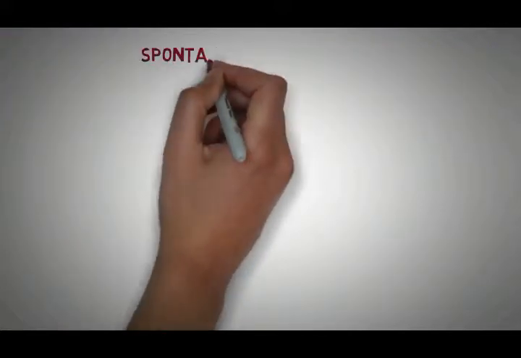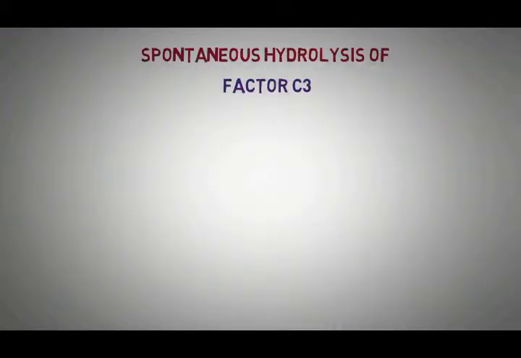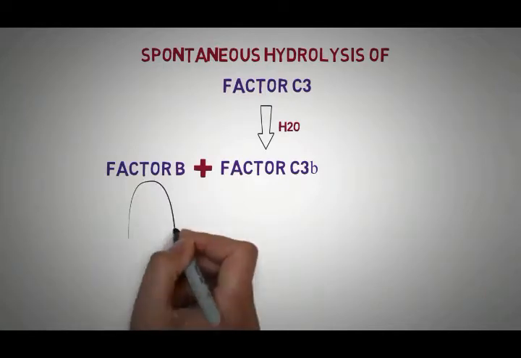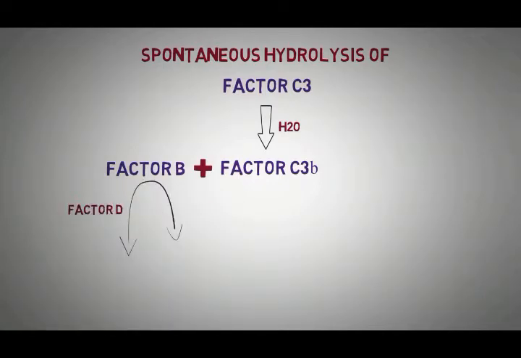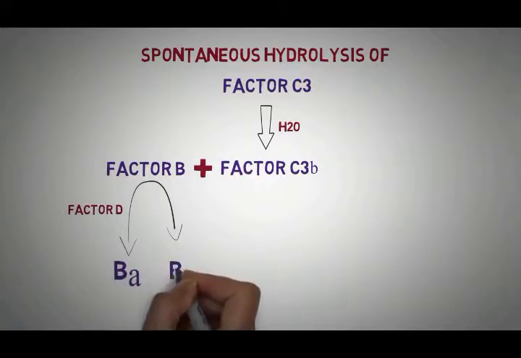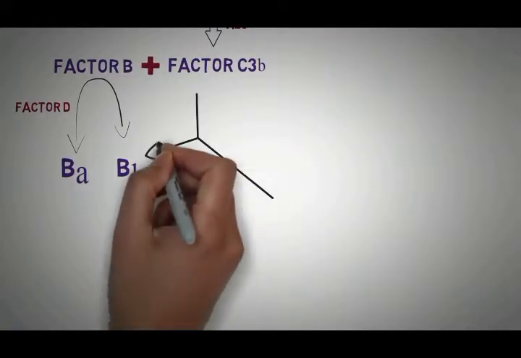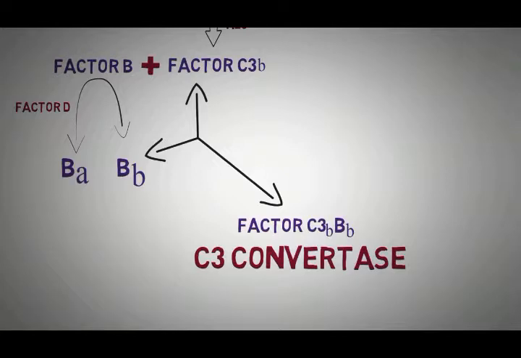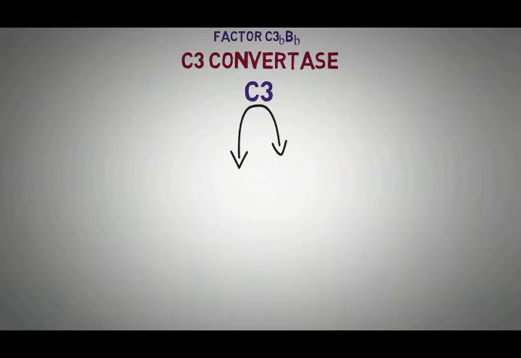The first step is the spontaneous hydrolysis of factor C3, which is present in our blood plasma. This hydrolysis is a spontaneous process where the factor C3 is converted to factor C3b. This allows the attachment of the factor B to the factor C3b and opens the active site on factor B. The factor D, which is another complement enzyme, then splits factor B into subcomponents factor Ba and factor Bb. The factor Bb then combines with C3b and forms the C3 convertase of the alternative pathway. This may have a different complement structure but has a similar function of converting C3 into subcomponents C3a and C3b.